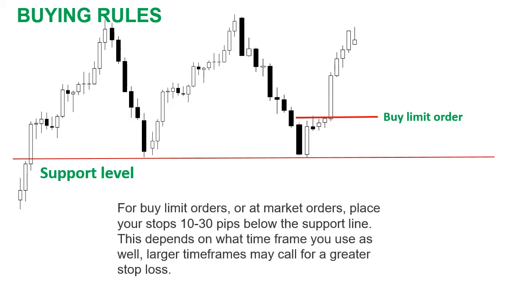For buy limit orders, or at market orders, place your stops 10 to 30 pips below the support line. This depends on what time frame you use as well. Larger time frames may call for a greater stop loss.